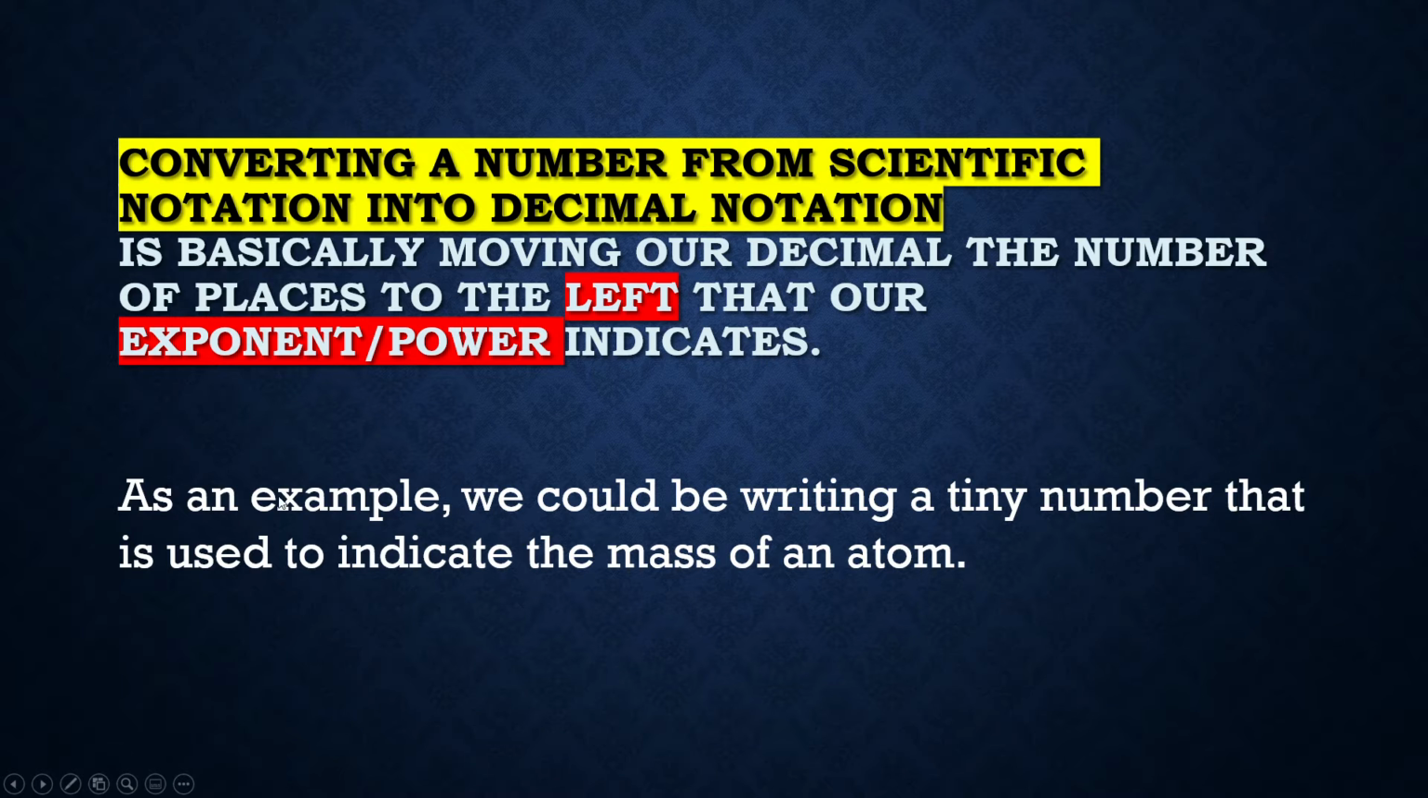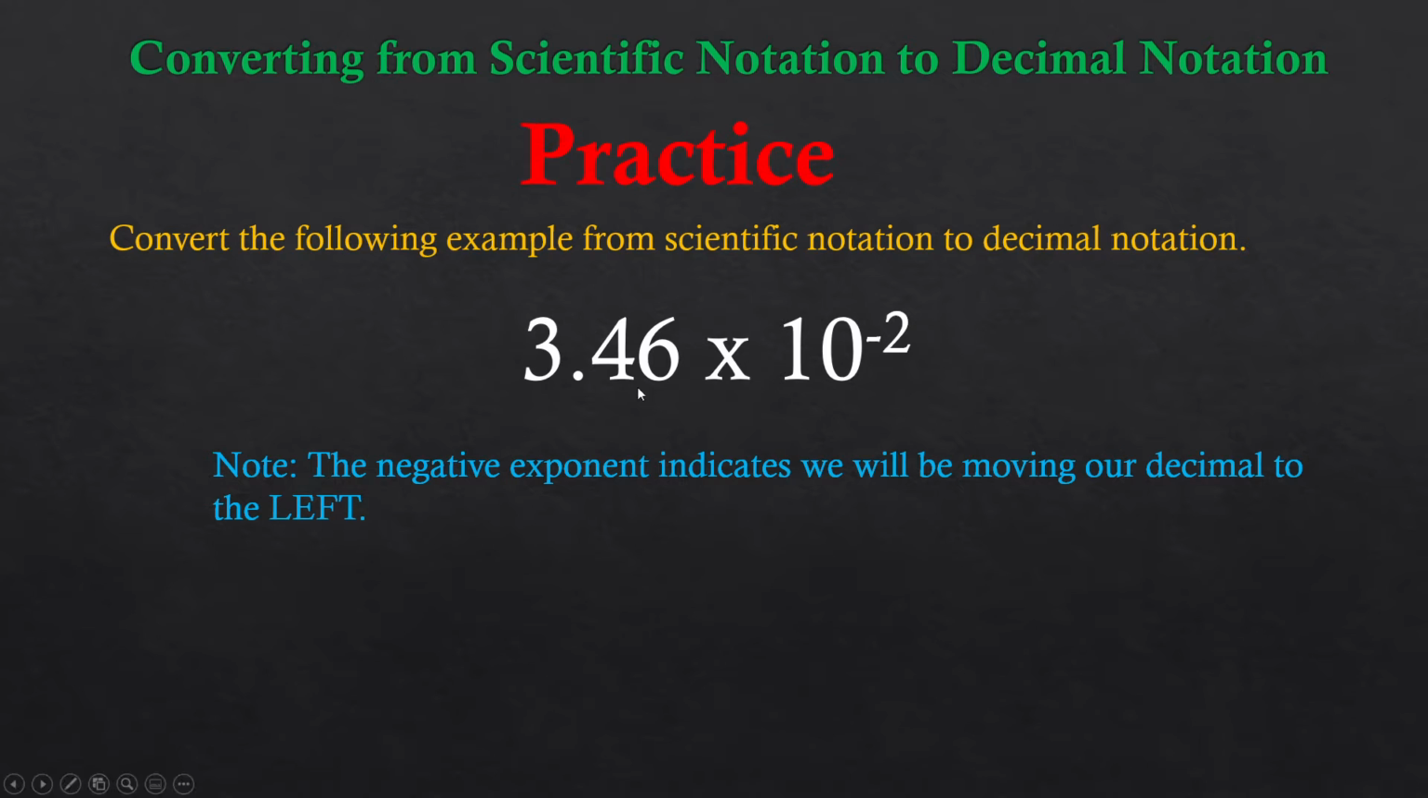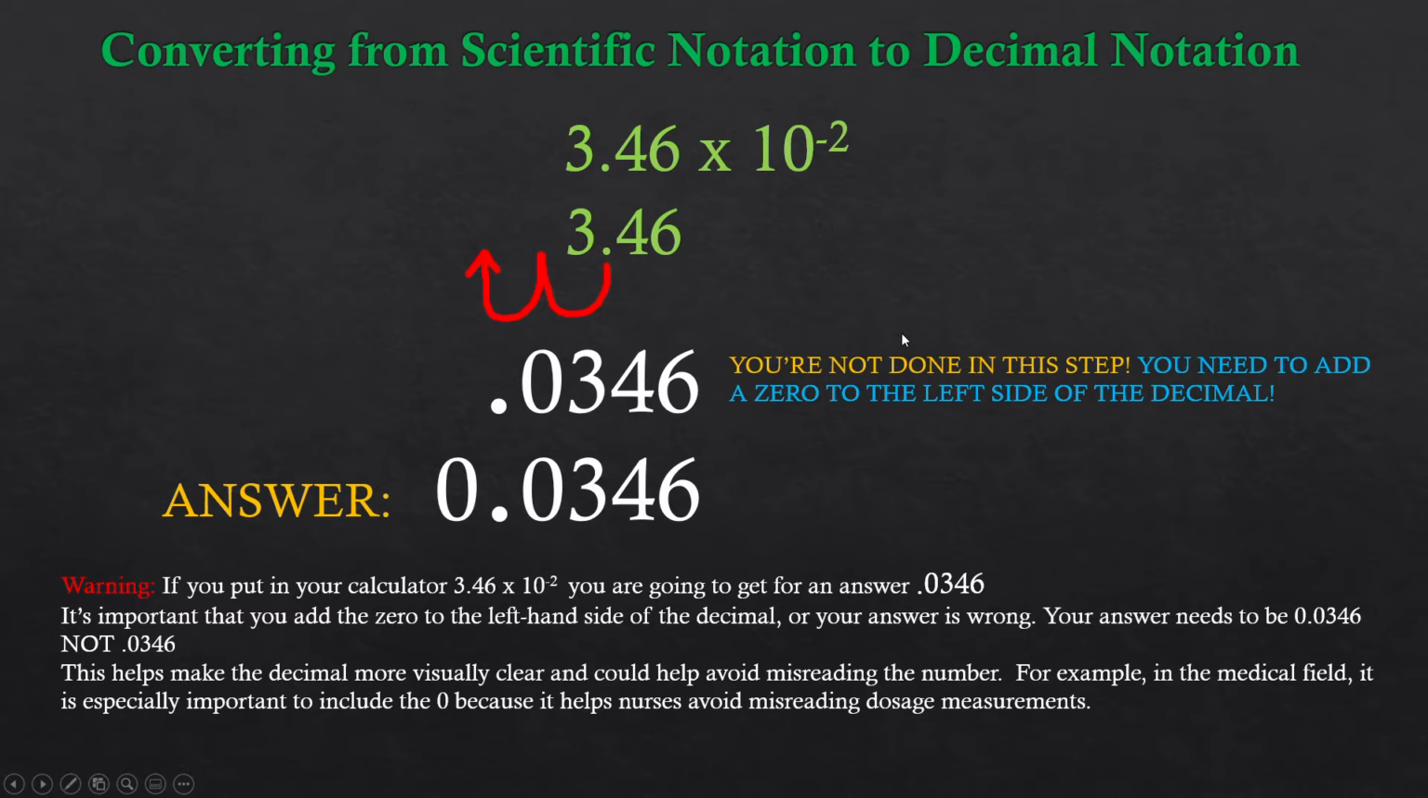As an example, we could be writing a tiny number that is used to indicate the mass of an atom. So here's our first given example, 3.46 times 10 to the power negative 2. Note, the negative exponent indicates we will be moving our decimal to the left side. So if you have a negative exponent, you're going to be moving the decimal to the left side.